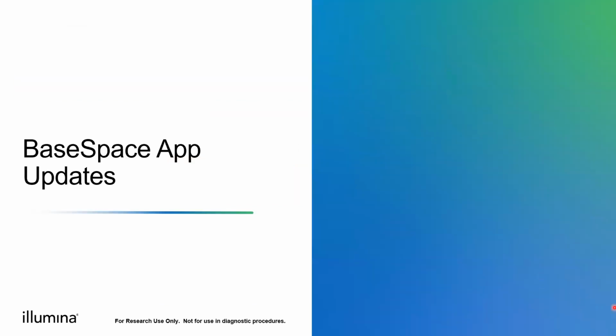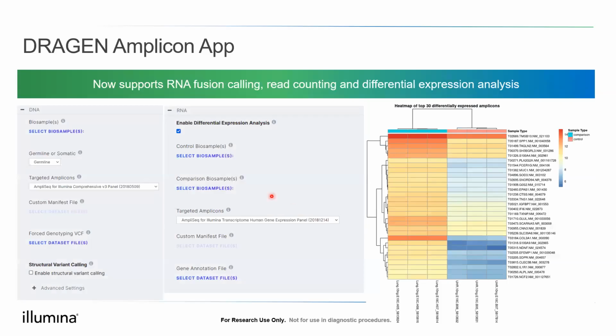I want to quickly then just talk a little bit about updates that are coming on the base space side. So if you're using DRAGEN in the base space environment, there is a new update that will happen to ensure that the RNA Amplicon app is available. So there is a DNA Amplicon app that will be updated so that you can also run RNA fusion calling, read counting, and differential expression analysis. So again, this is just a screenshot of how you can turn it on and off, what targeted amplicons are supported, and then here as an output, you can get a heat map of differentially expressed amplicons.